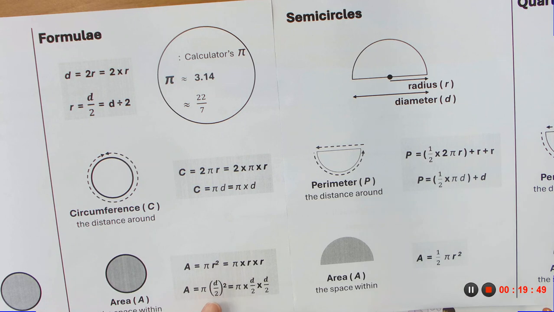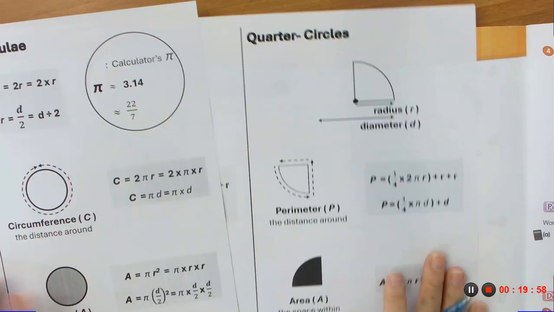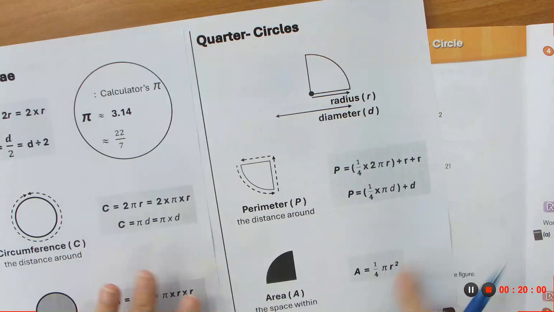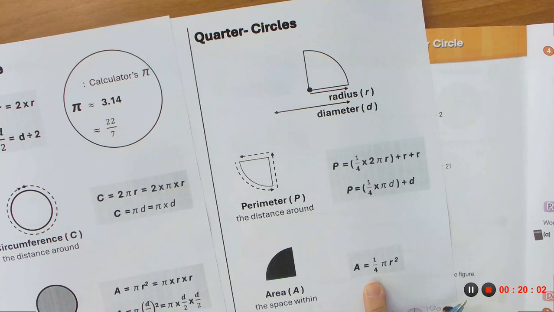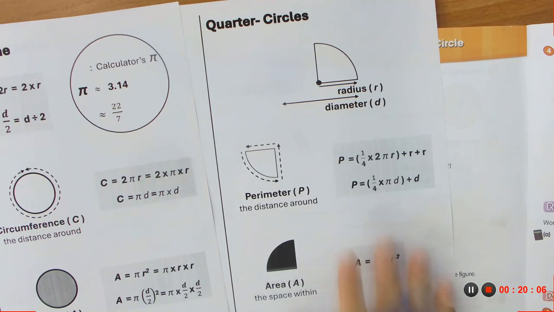So tell me, actually, looking at this, which formula is easier to remember? Area, right? It's quite straightforward. It's the space inside. There's nothing else to add. Okay, same as for quarter circles. You realize that you just need to times 1 quarter. Is that okay?